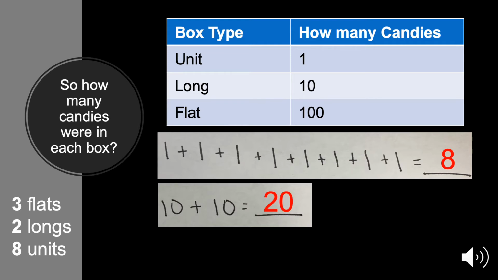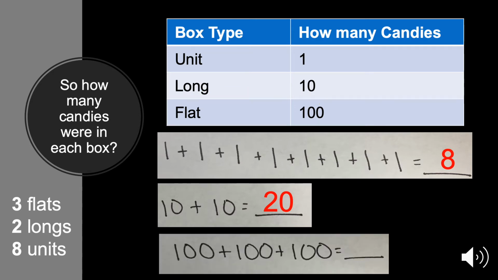20 candies! Nice job! Now, how many candies are in our flat boxes if there are 100 candies in each flat and we need to add 100 plus 100 3 times? Pause the video to solve this problem. Did you get 302? Nice!